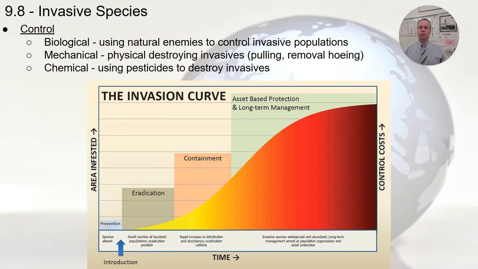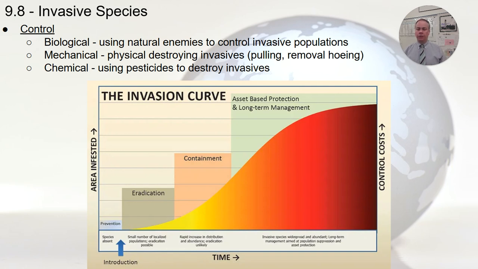When a population starts to take hold in an area, if the population is relatively limited, the first way of dealing with it is through eradication, actually destroying the population before it can start to spread and expand.